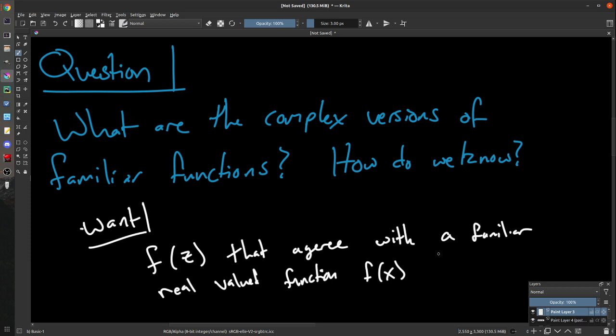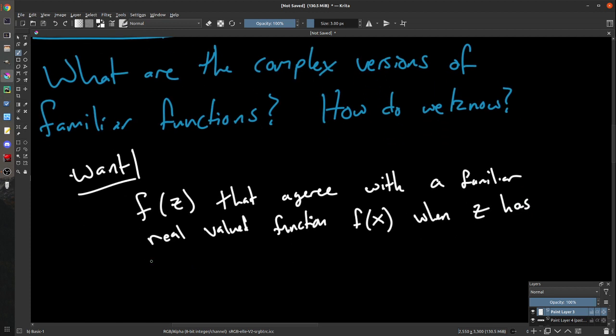Or if I want to be a little bit better here, we'll do it like this. F of x, when z has Im z equal to 0. We probably want that. Seems fair. So the kind of idea here, and I maybe should use different notation, but we want f tilde such that it agrees with f of x when z has Im z equals 0. So something like this is reasonable.